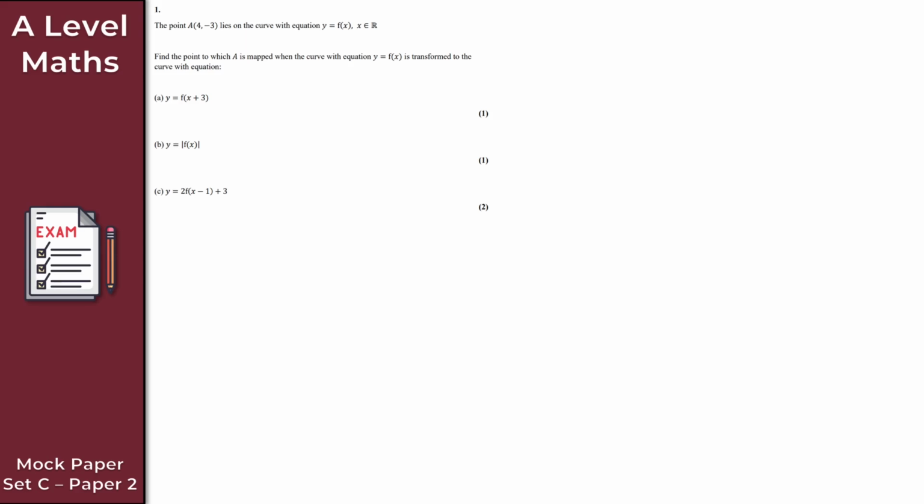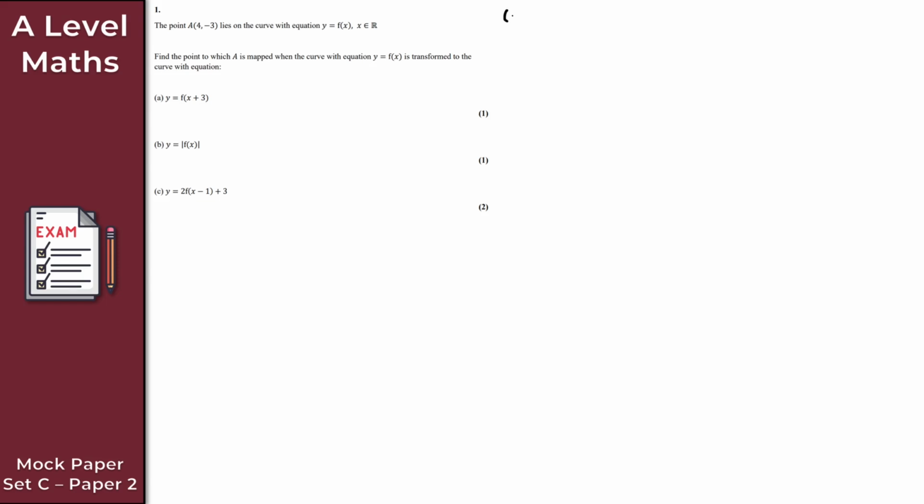Let's make a start with question 1. As you would expect, it's quite a nice easy question just to get us started. What we're given is the point A, which has coordinates 4, -3, and the point A lies on the curve with this equation. All we want to do is find the point to which A is mapped when the curve with this equation is transformed to the curves with the following equations.